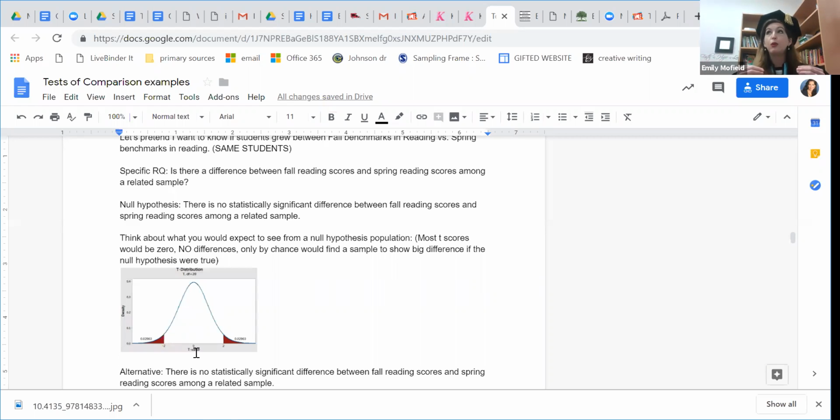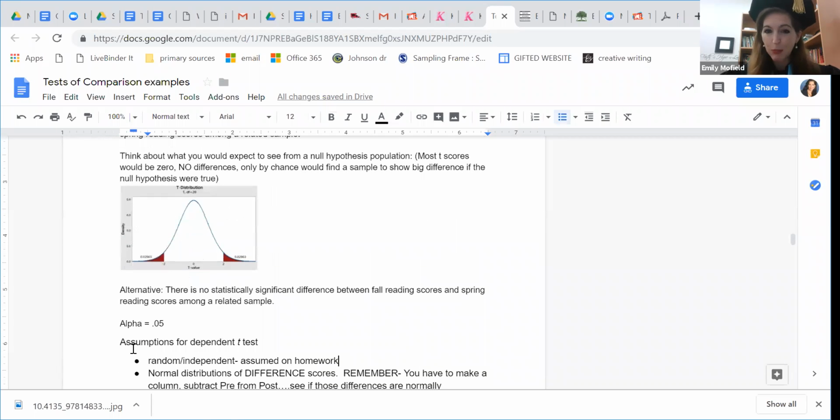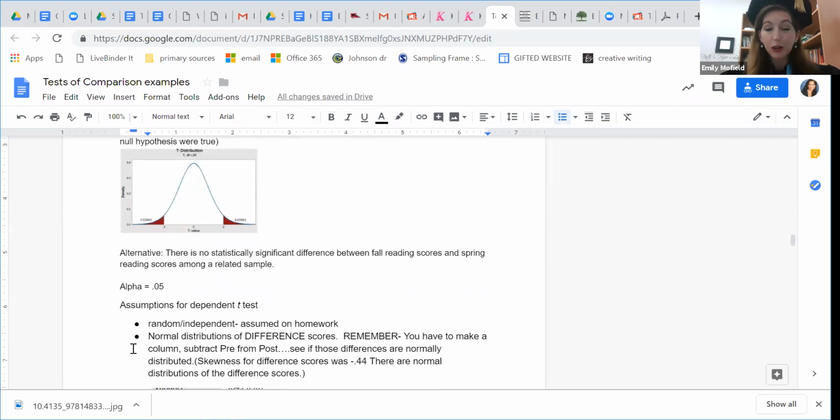But it would be really rare to see a big difference, for the T to be big, and it would fall over on this side or on this side, depending on the degrees of freedom. It would be really rare that I would find such a big difference due to chance, all right? So I've got to think about my sample and what I should set my alpha to be. This is a smaller sample, so I'm going to set the alpha at 0.05. Now I've got to walk through my assumptions for a dependent t-test. And these are a little different.